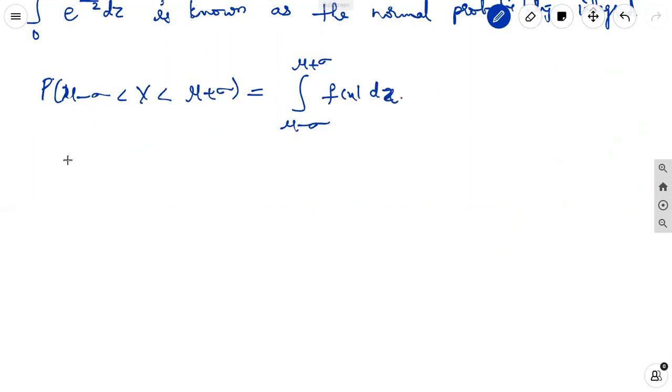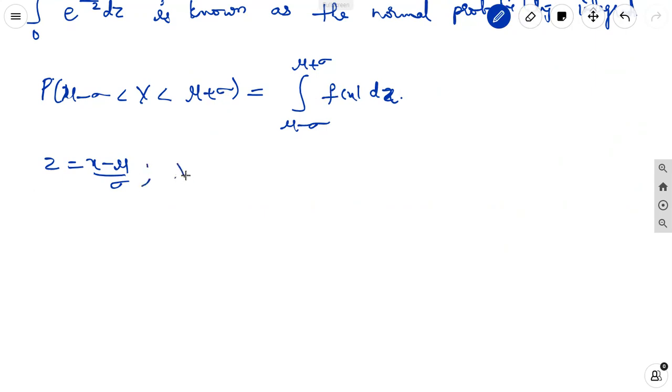First we can convert into standard form. What is the standard variate? Z equal to x minus mu by sigma. Here, taking the lower limit and upper limit.